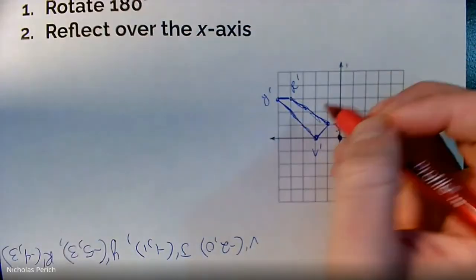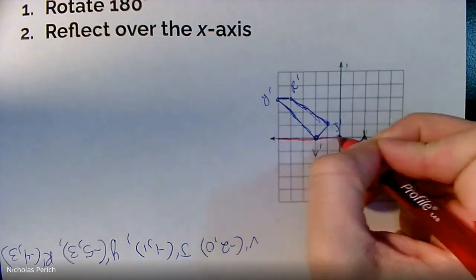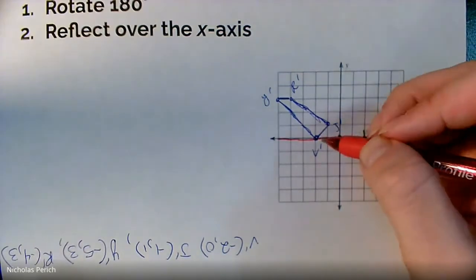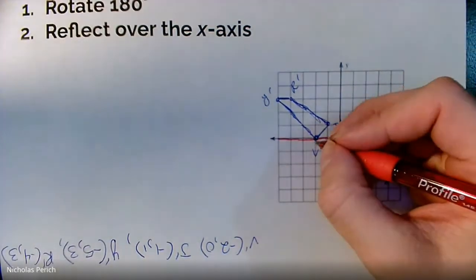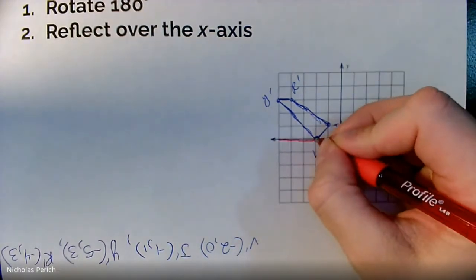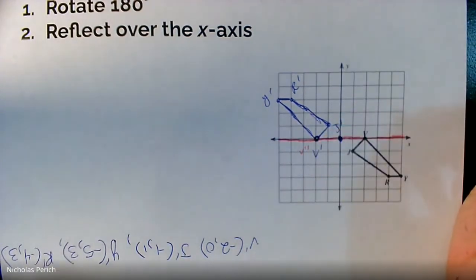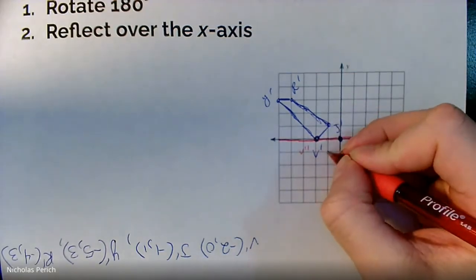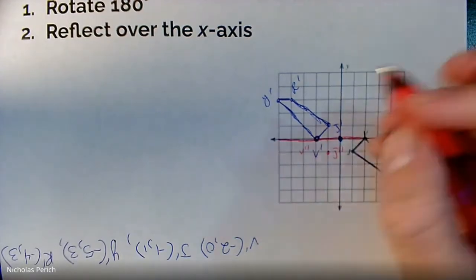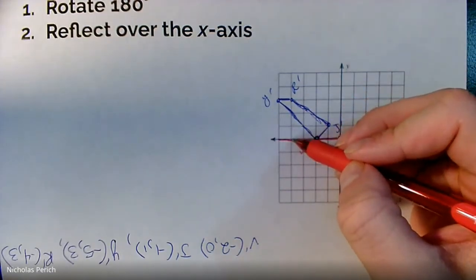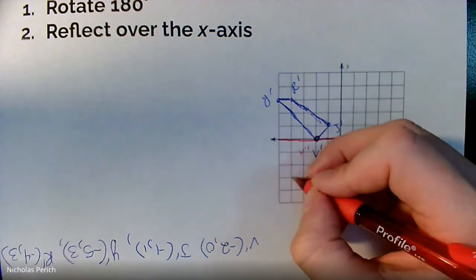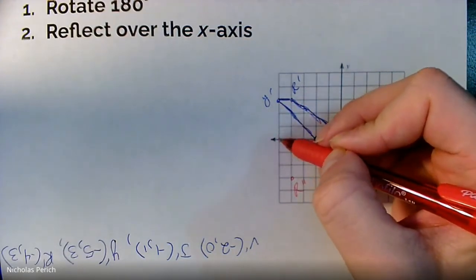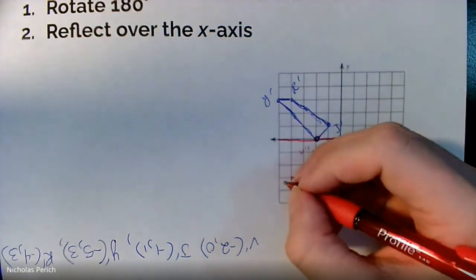Now I'm going to reflect it over the x-axis. If I were to reflect V prime and V prime's touching the mirror, then V prime and V double prime are the same thing. Okay? J prime is 1 unit up, which means J double prime is going to be 1 unit down. R prime is 1, 2, 3 units up, so R double prime is 1, 2, 3 units down. And Y prime is 1, 2, 3 units up, so Y double prime is 1, 2, 3 units down.